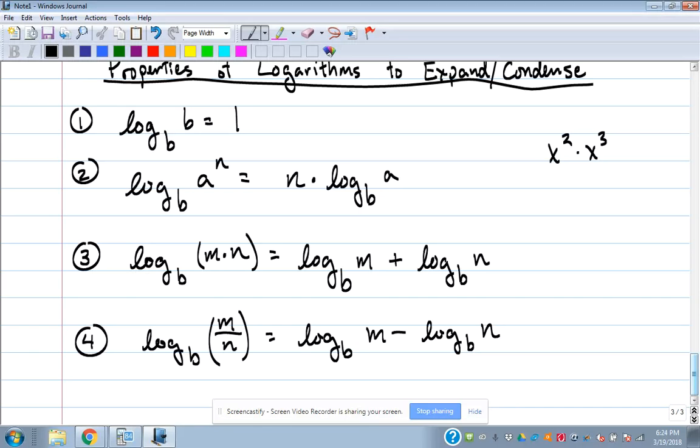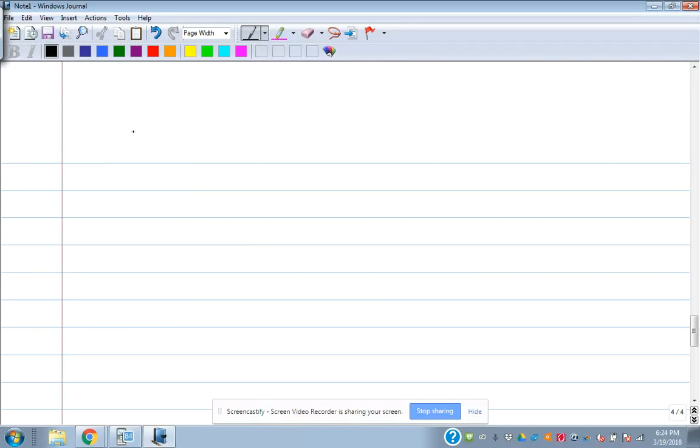Let's see if we can expand some. Take a single log and stretch it out. And then we'll go the other direction. The expanding helps you learn the properties. The condensing is what we're going to use to help us solve equations later on. So the expanding helps us learn those rules. The condensing is what we'll actually need to be able to do in order to solve a problem. So let's see if we can expand.